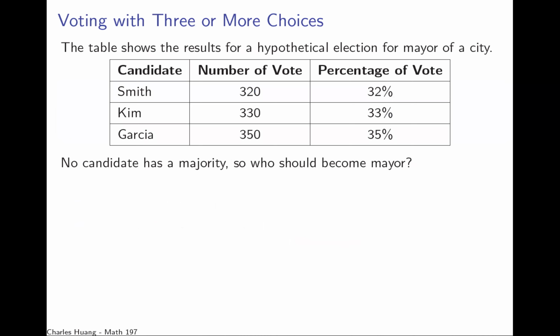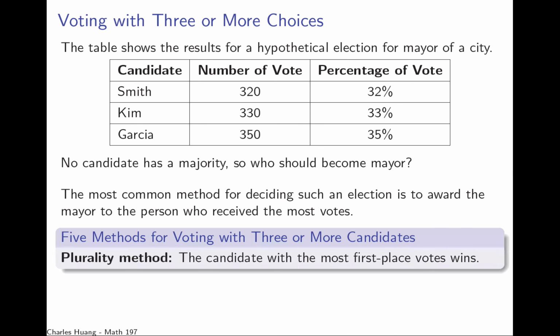What happens when we have three or more choices? In this case, none of them may have a majority. So what should we do? There are many different ways that we can approach this problem. There's not one method that's better than the other. They all have some sort of unfairness to them. We're going to go through five different methods.